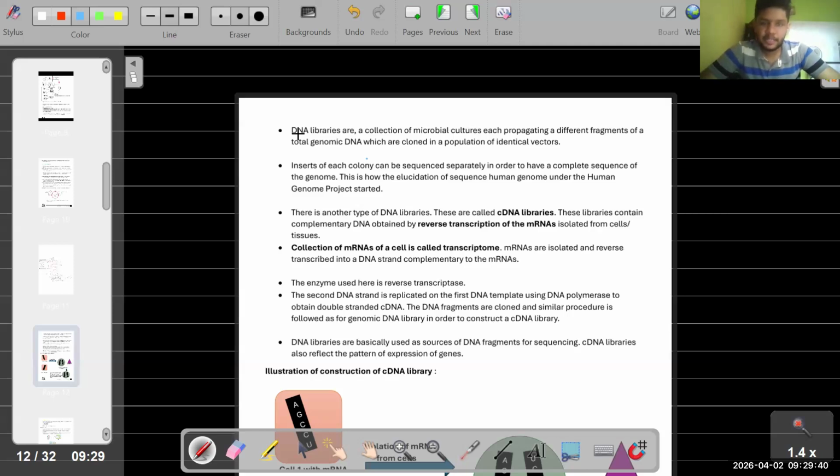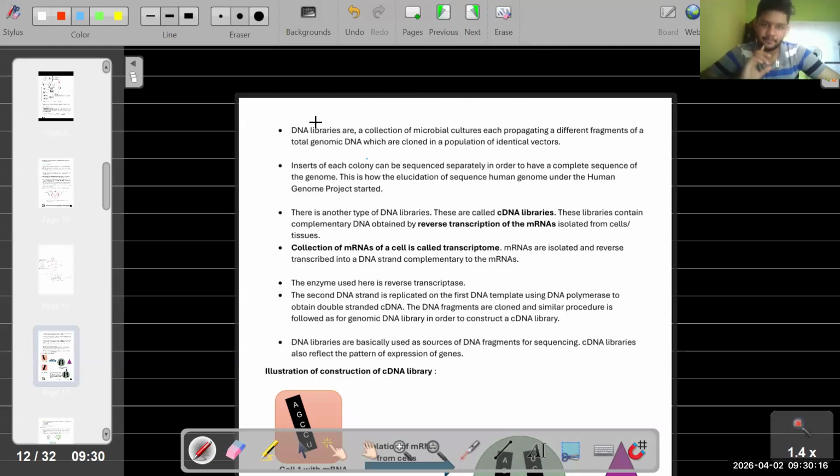So DNA libraries are a collection of microbial cultures, each propagating a different fragment of total genomic DNA, which are cloned in a population. I said there are two meanings. One is that suitable environment. The other: a collection of microbial cultures means the transform host cells. DNA libraries are a collection of transform host cells, each propagating a different fragment of the total genomic DNA, which are cloned in a population of vectors. These collections of cells are called a DNA library.